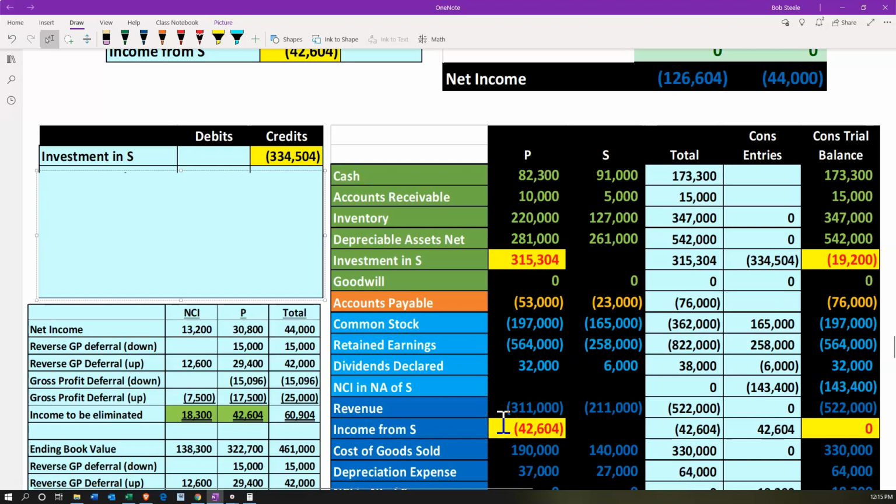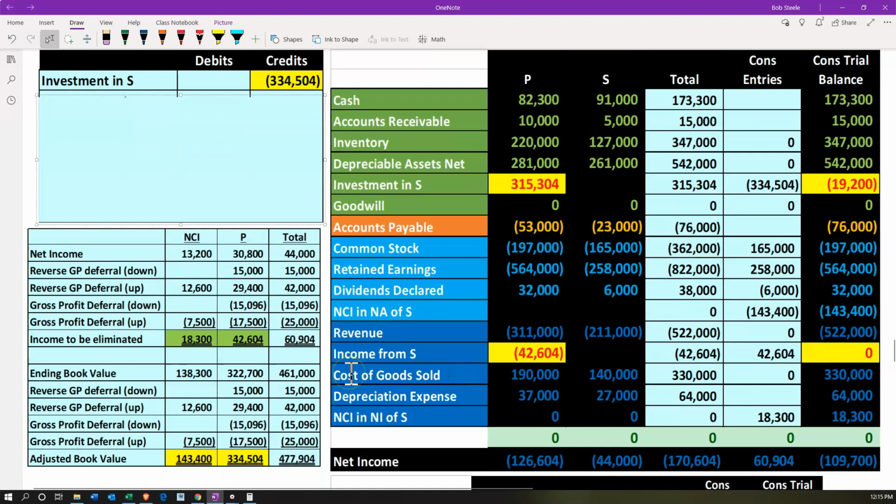Our first consolidation entry typically deals with this investment account, S's equity accounts, and then the income from S accounts. So I'm going to say the investment in S, we typically have to deal with that. That'll be a credit. Now, imagine that I didn't put a number there yet. I'm going to go back and we'll calculate that later. But I always put that first, it's just a habit I have.